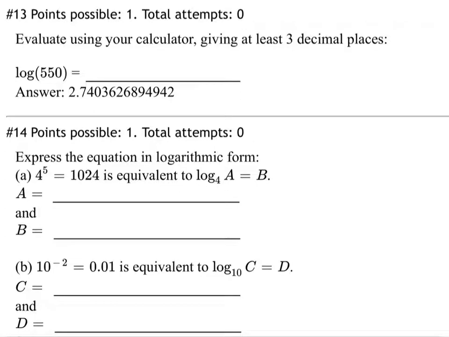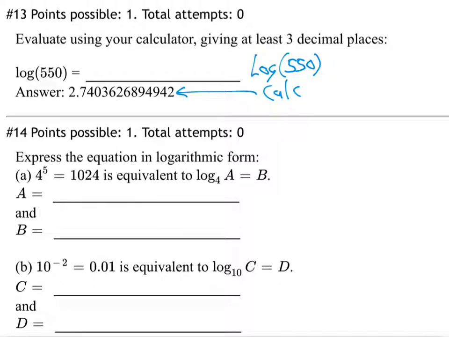All right, now this one, they just want you to use your calculator. Just literally take your calculator, put in log of 550, and you will get that answer. And they want at least 3 decimal places when you do it. Just hit the buttons on your calculator. And you'll find the log button just right there on your calculator.